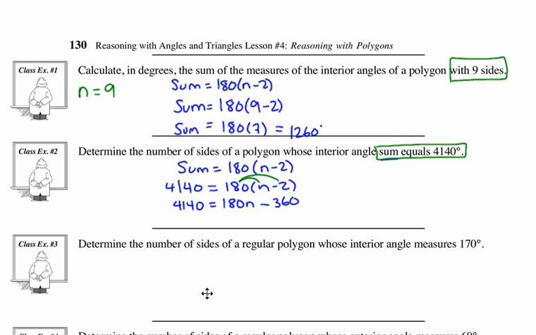Now we want to isolate n, so what's the first thing we want to move, the 180 or the 360? And the answer is the 360. We want to take care of the subtraction before we can divide. So we have a minus 360. We're going to add 360 to both sides. This will allow this to cancel out. And so 4,140 plus 360 is 4,500 equals 180n. And now we have 180 times n, so we can divide by 180.